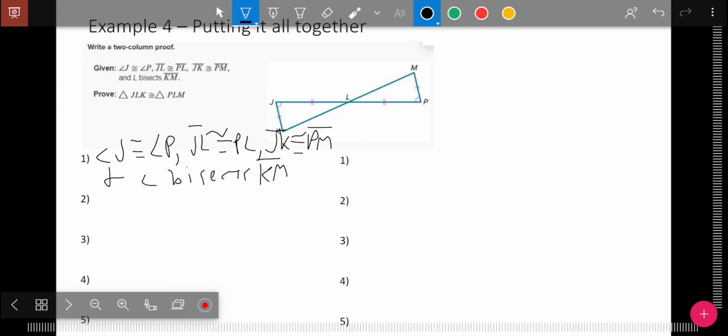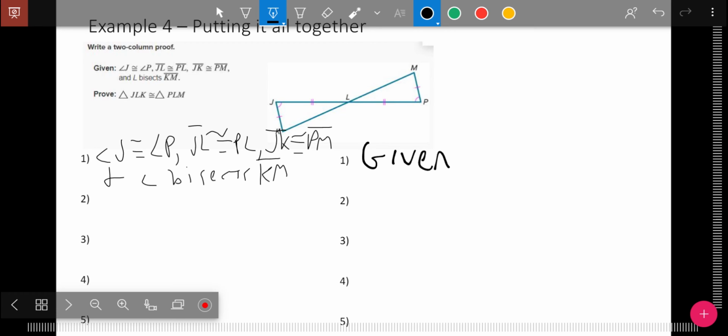And now let's mark everything we said. So we said angle J is congruent to angle P. Well, they already marked that, 1 to 1. And JL is congruent to PL. JL 2 ticks, PL 2 ticks. They got that marked. JK 1 tick, PM 1 tick. They got that marked. Right? And so now the last part of the given. I guess I should also write down that it is the given.